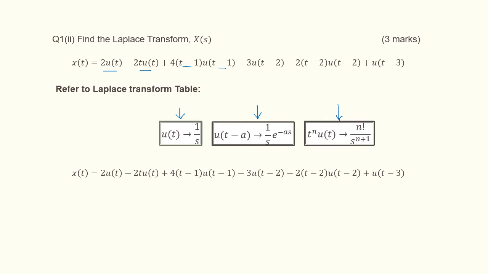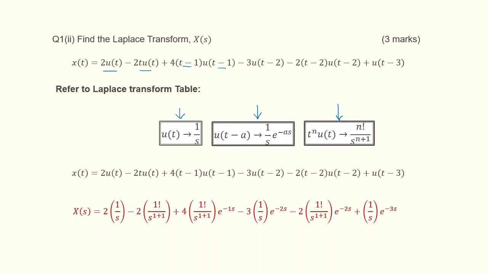So 2u(t), in this case, u(t) equals 1 over s in the s domain. So this is for this one. And then 2t u(t), so this one, t u(t). You know that n equals 1, therefore n factorial, so 1 factorial divided by s^(1+1), times 2, the magnitude. Okay, so this is for the second component. Move on to the next component.